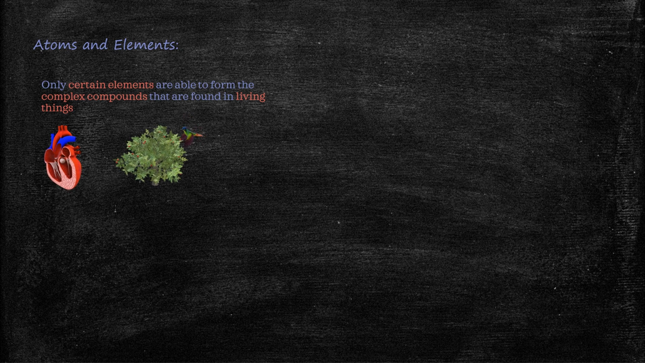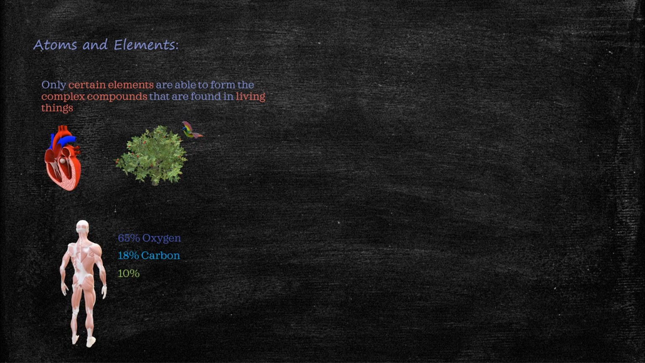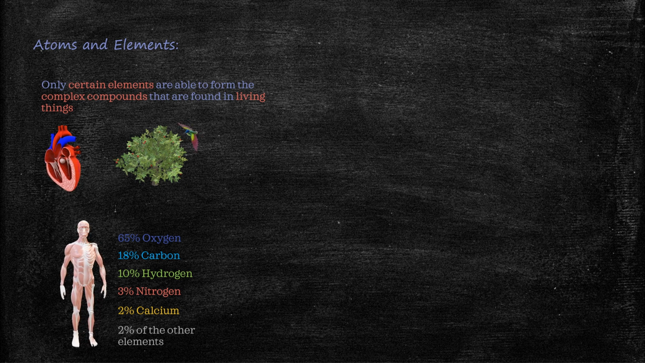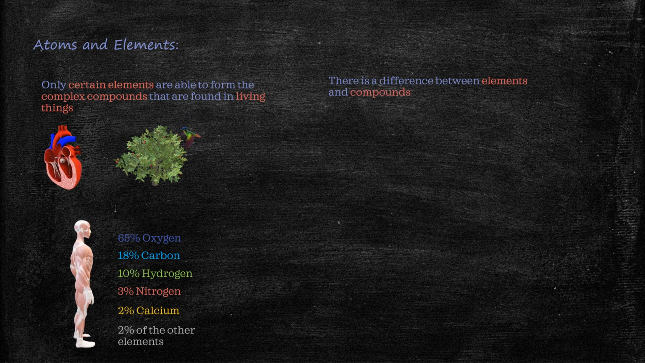Only certain elements are able to form the complex compounds that are found in living things. For instance, the human body contains 65% oxygen, 18% carbon, 10% hydrogen, 3% nitrogen, 2% calcium, and 2% of the other elements. Keep in mind that there is a difference between elements and compounds.